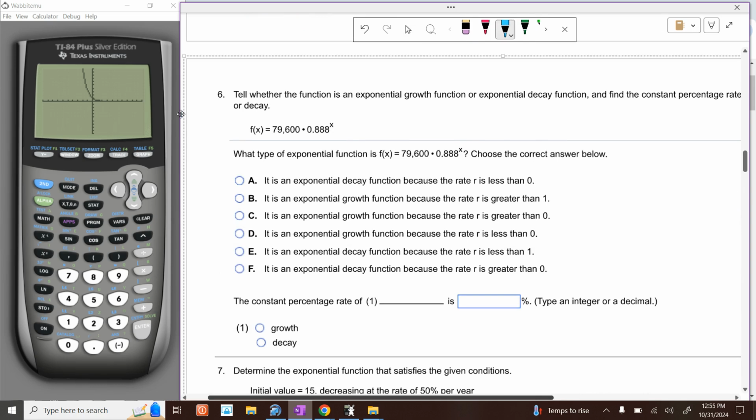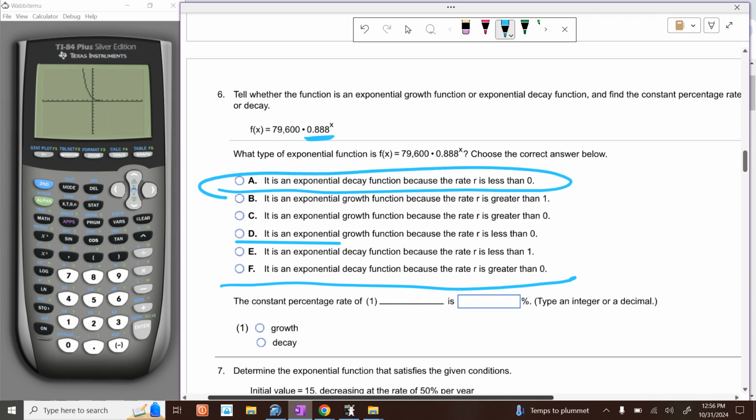Decay. It's decay because this is less than this, because the rate is less than 0. Don't mix this one up. This is exponential decay because the rate is less than 0. It's up here, that one right there.